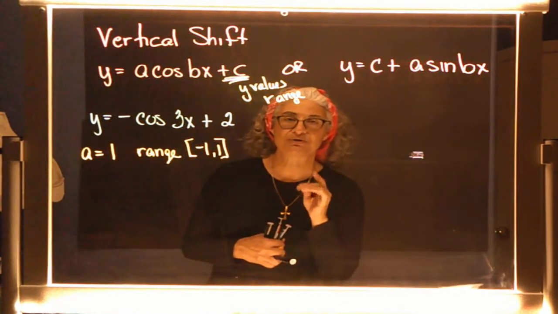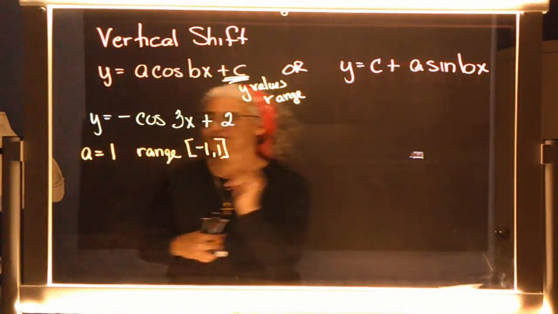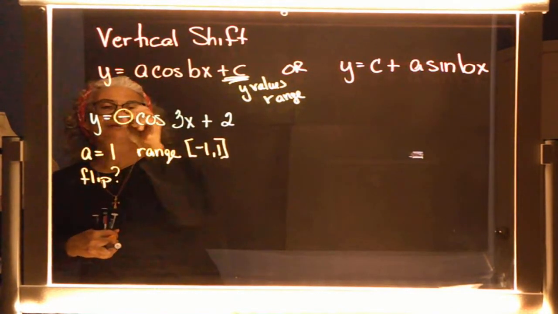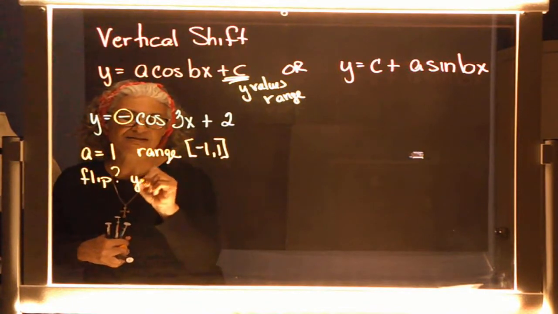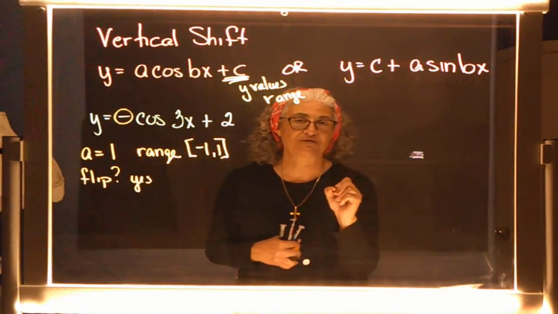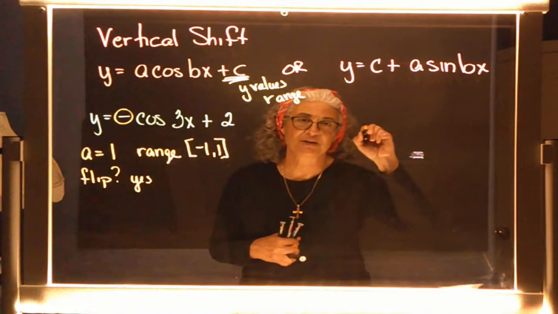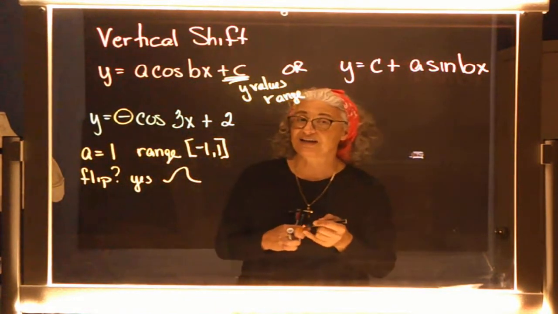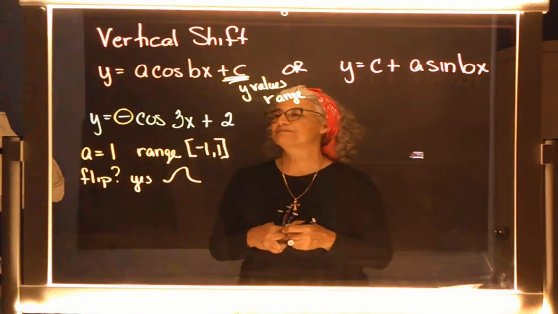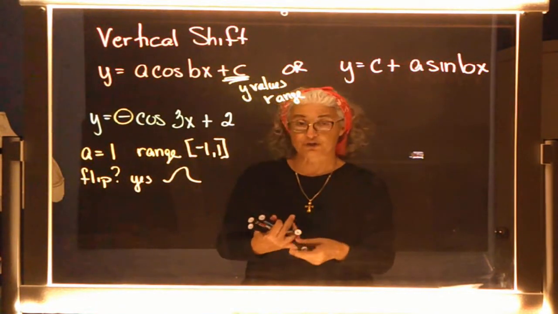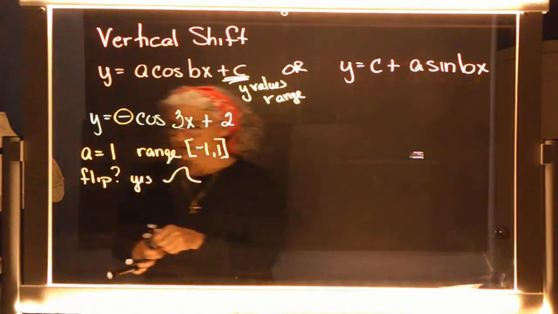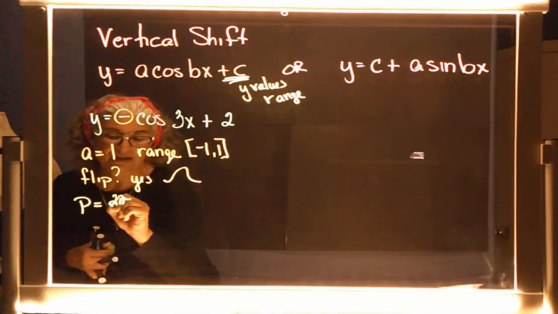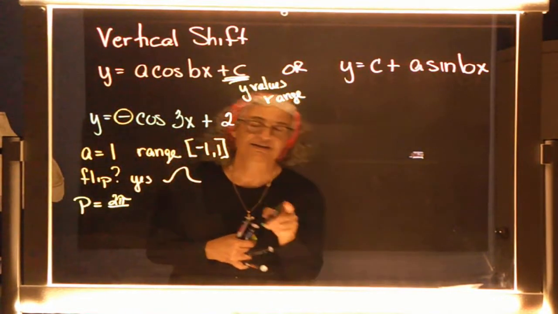After the amplitude, you then identify if it flips. Will this one flip? Yes, it will, because I have a negative in front, which means cosine is usually the graph of a what? It's a valley. But if you flip it, it becomes a mountain. So I should have a graph that looks something like that, right? Okay. Period is next. Agreed? So, the period is taking 2 pi and dividing by 3.